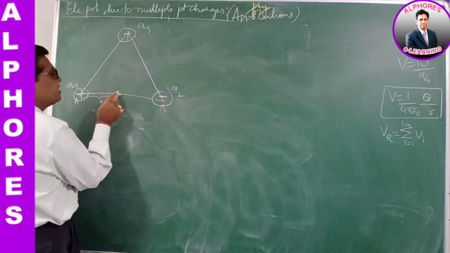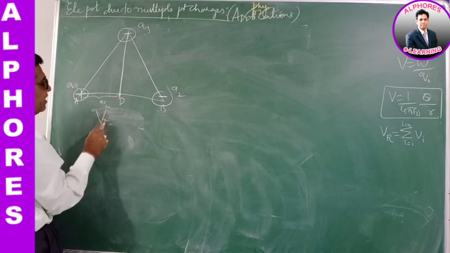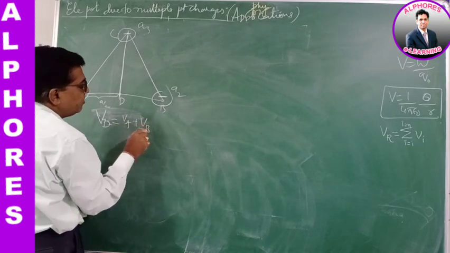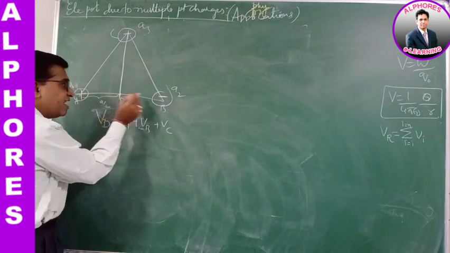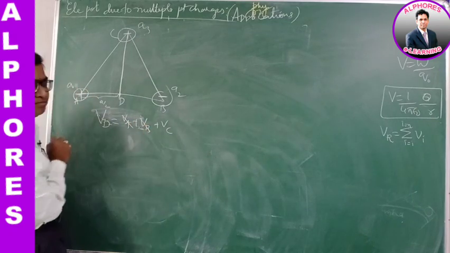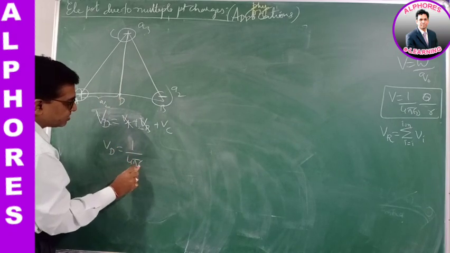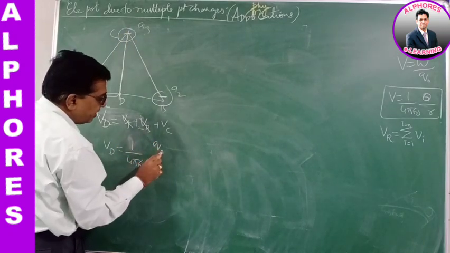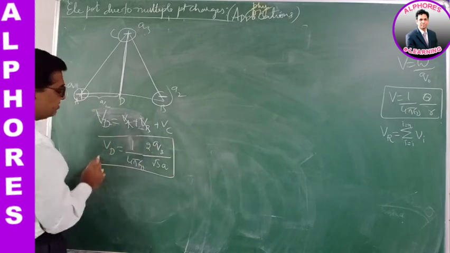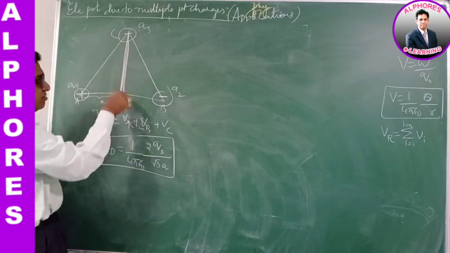Therefore, the potentials due to A and B cancel, and we need to find only the potential due to C. So finally, the potential at D is VA plus VB plus VC, but VA and VB are due to equal charges at equal distance and unlike, so they cancel. Only the potential due to C remains: 1 by 4 pi epsilon naught, the charge at C, Q3, by the distance, the altitude, root 3 A by 2.